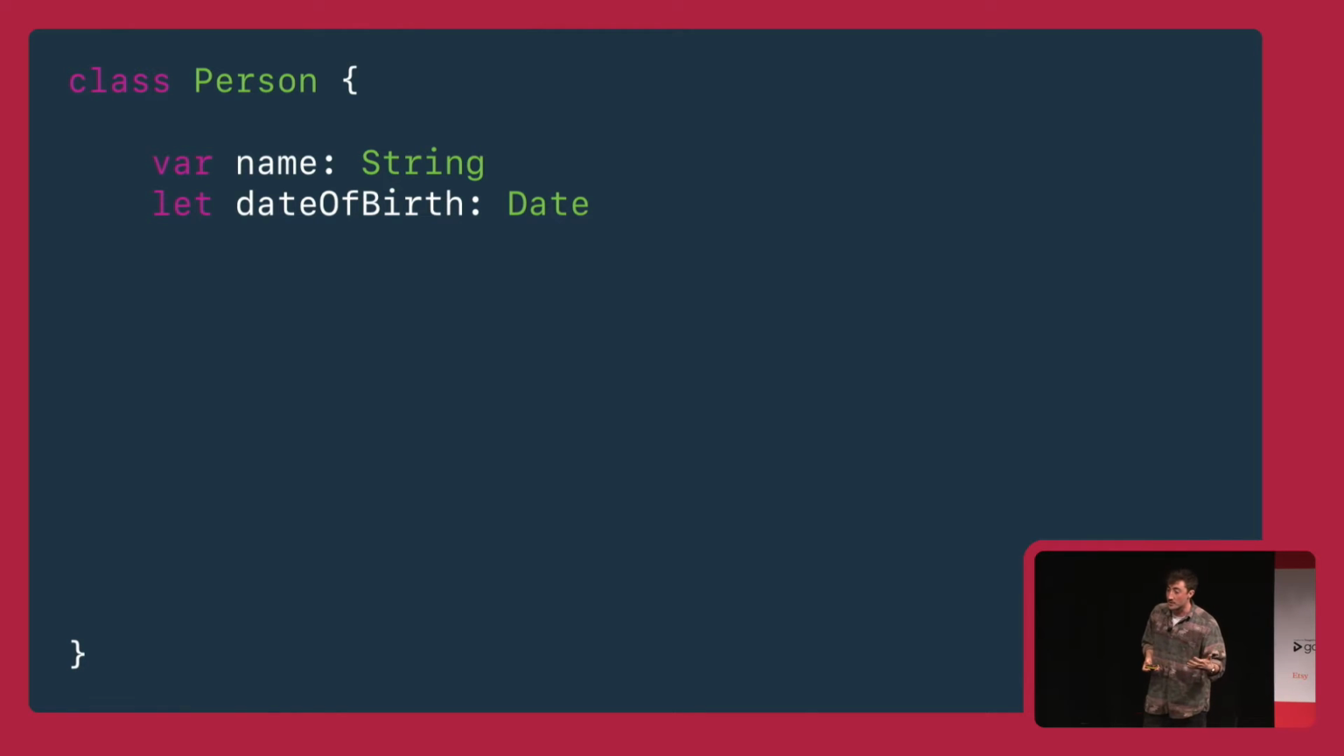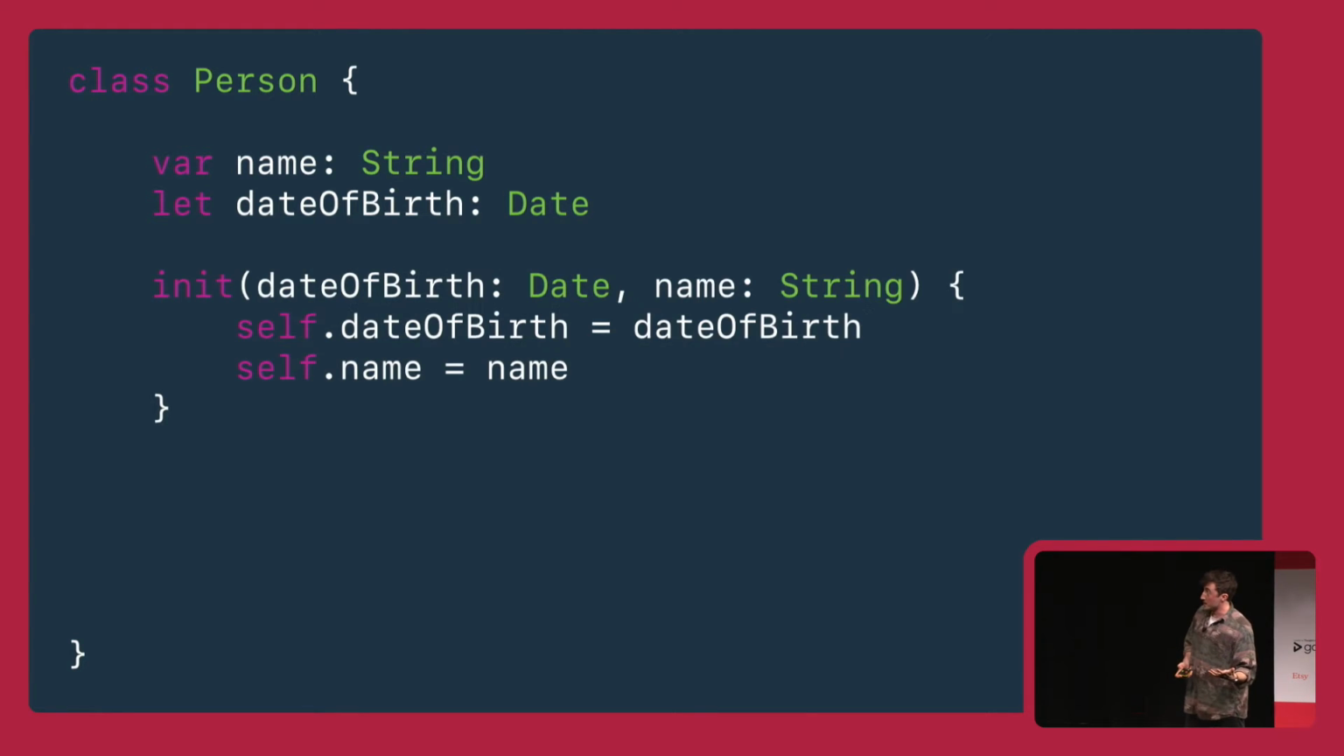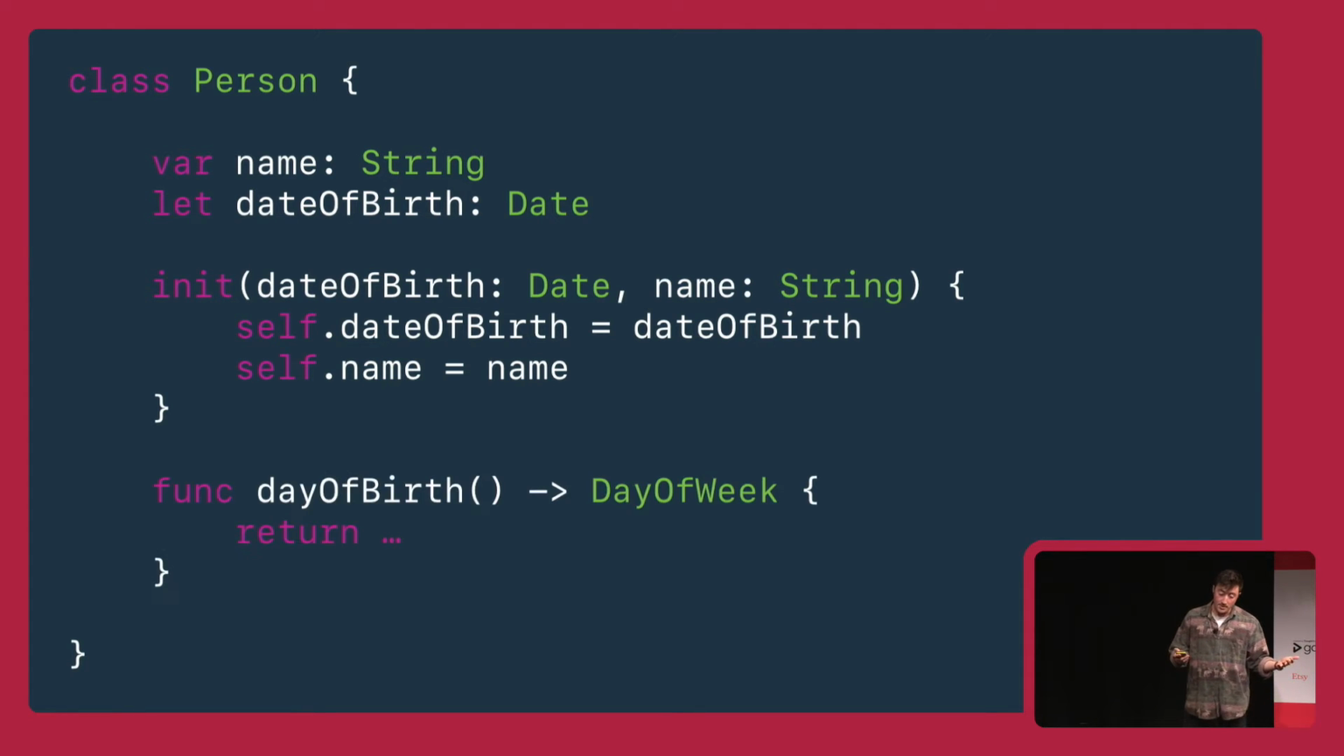So Swift has a big focus on immutability. So we need to give it some initial values. So we have an initializer, where we just pass in some initial values. And then we can define functions on classes that do some stuff using those properties.